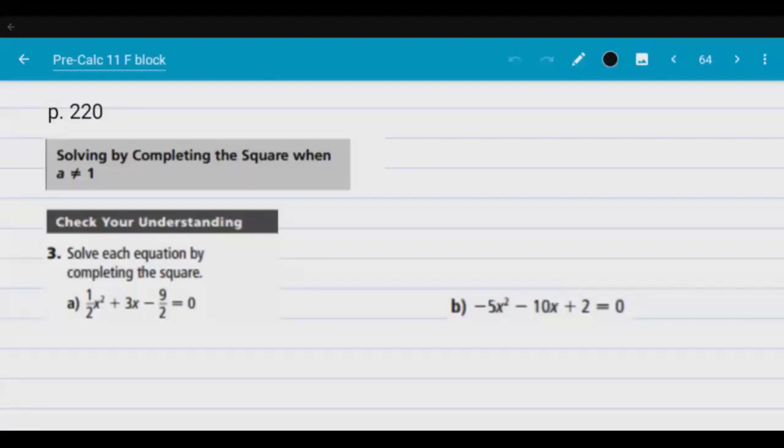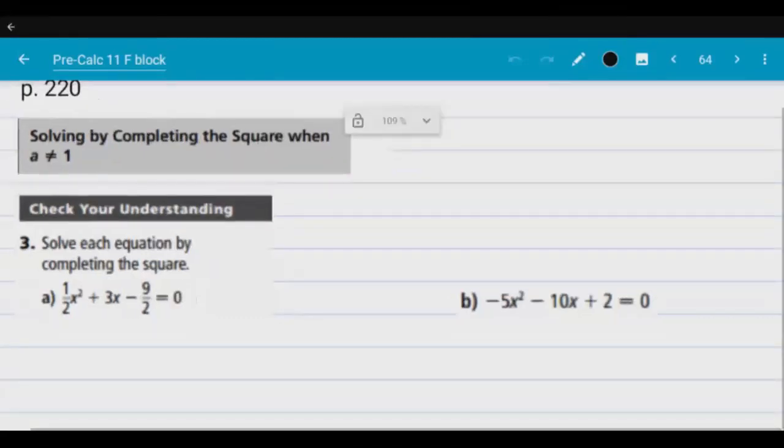All right, guys, continuing with section 3.4. This is checker understanding number 3, page 220. So again, solve by completing the square. This time, the a value is not 1. Okay, so let's look at the first one. Your a value is 1/2.